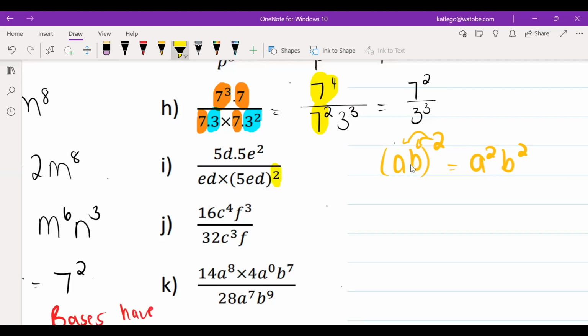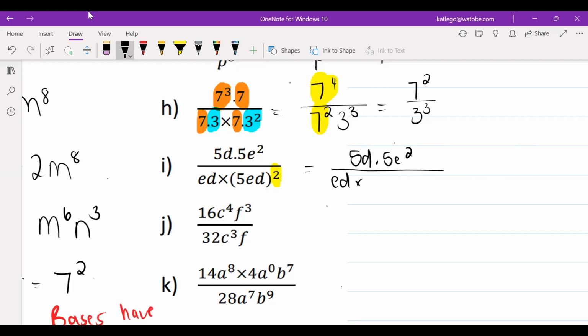Okay, so I'm going to deal with that first. I'm going to rewrite my numerator as is. I'm not going to mess with it. And then I'm going to go down and simplify my denominator. So I have 5d times 5e squared all over ed times. Now we distribute 5 squared e squared d squared. Beautiful. Now let's simplify the numerator.